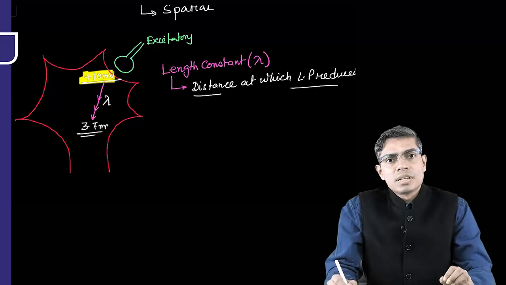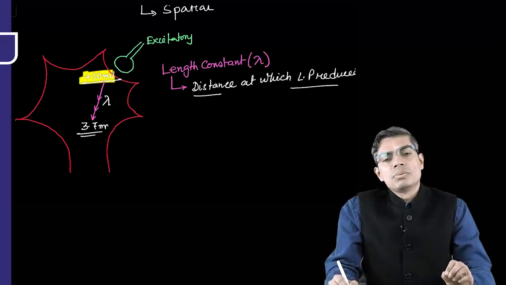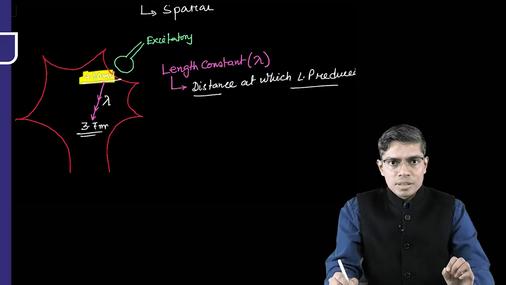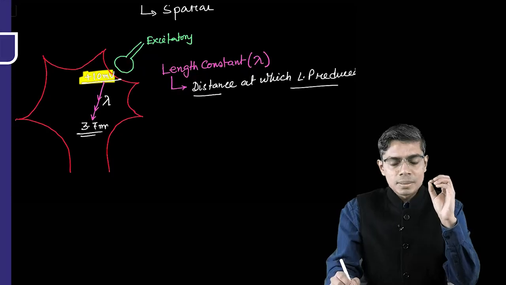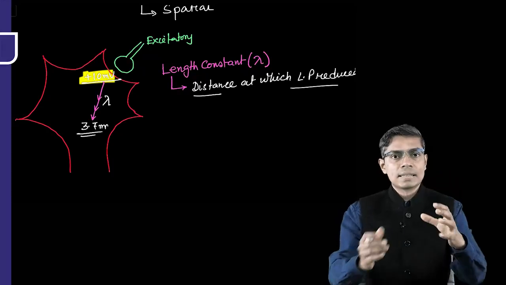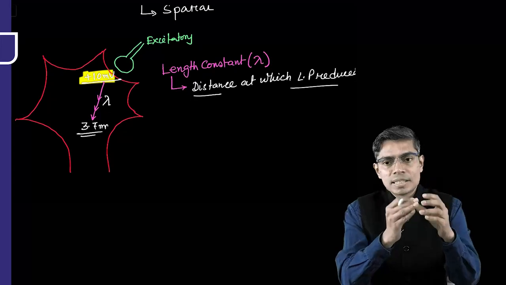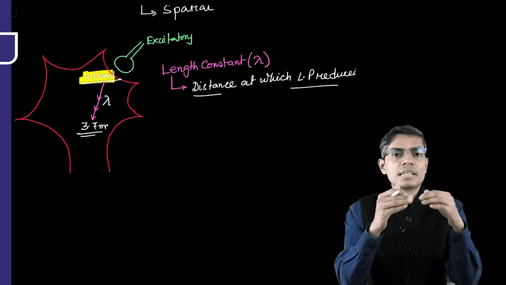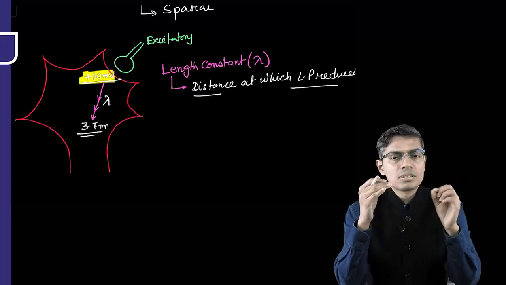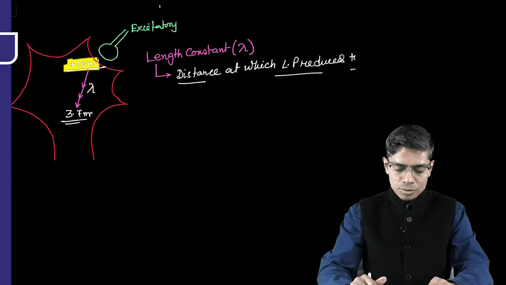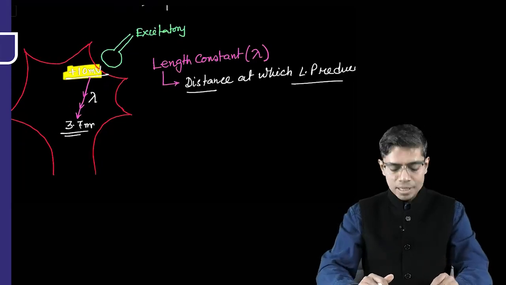In case of neuron, generally the lambda is 1 to 2 millimeter, right? Getting my point? By this way, you can calculate that a certain amount of local voltage, how much distance it can travel, but it will never be a long distance. So this length constant concept is very important to understand the summation.